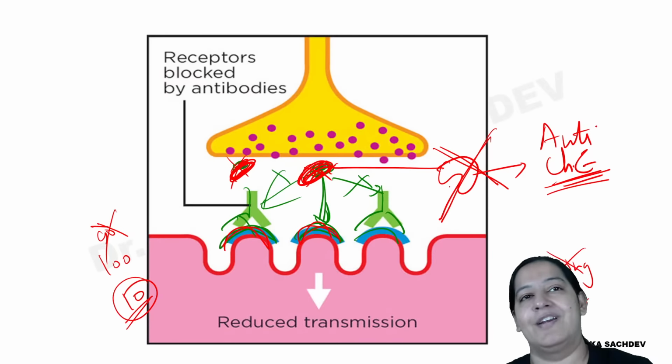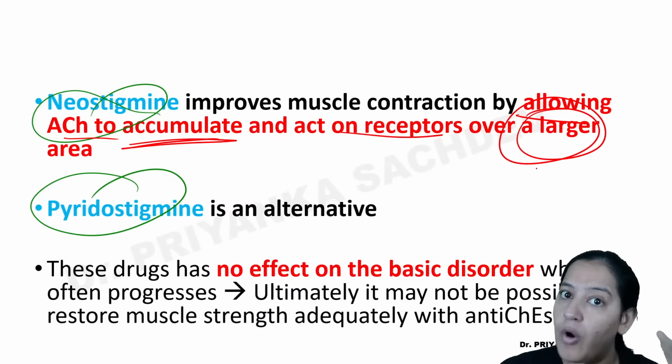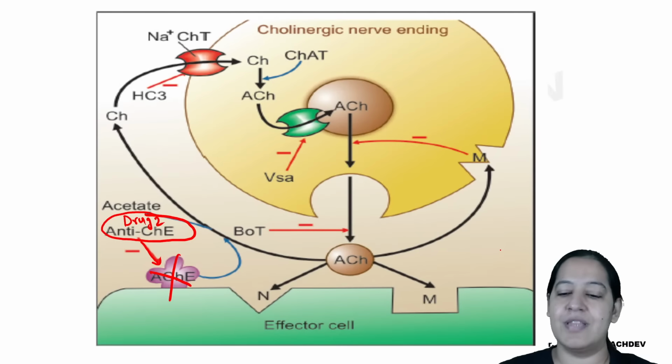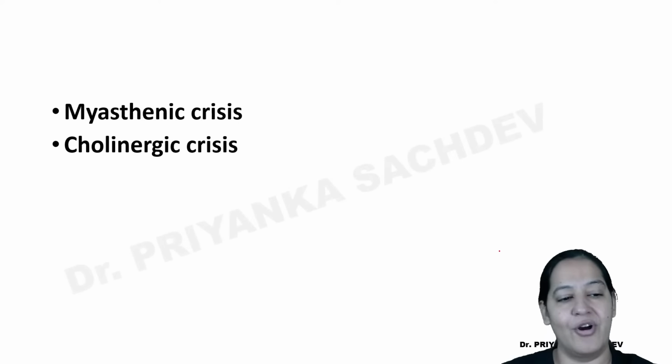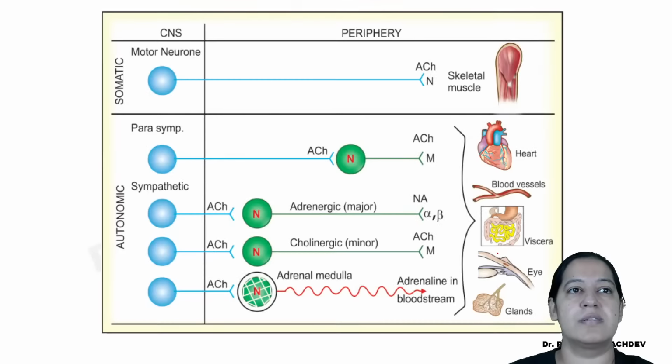Give me a thumbs up if you got it. So these drugs will allow acetylcholine to accumulate at the junction and act on the receptor for a longer time, because you are inhibiting the enzyme. Give me a thumbs up if you got it, everyone. So that is the 6th use.